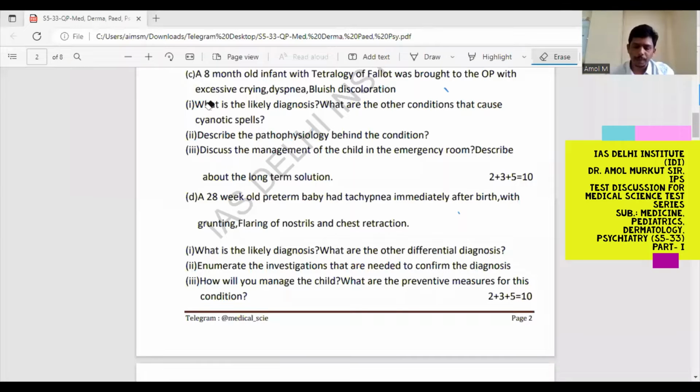Okay. Where were we? Describe the long-term solution. What is the long-term solution, or we can say the prevention, of the cyanotic spells? You have to do the corrective surgery. Okay.